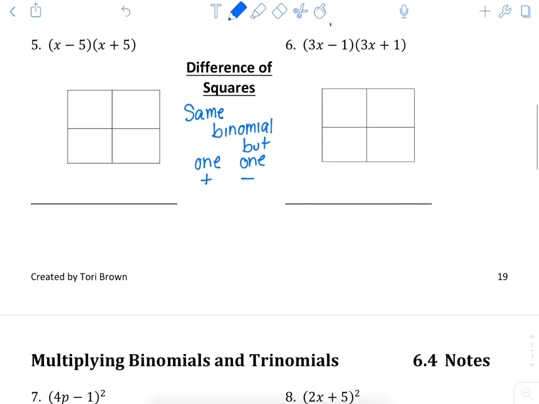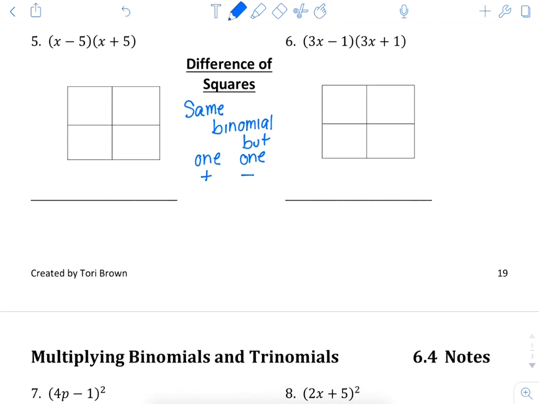All right, on problems 5 and 6, we're talking about a difference of squares. Difference means the signs are different. Squares means that they are going to be squaring themselves, so as in they're the same values. Same binomial, so the exact same numbers, same terms, except one has a plus sign and one has a minus sign. Let's go ahead and set these up, okay?